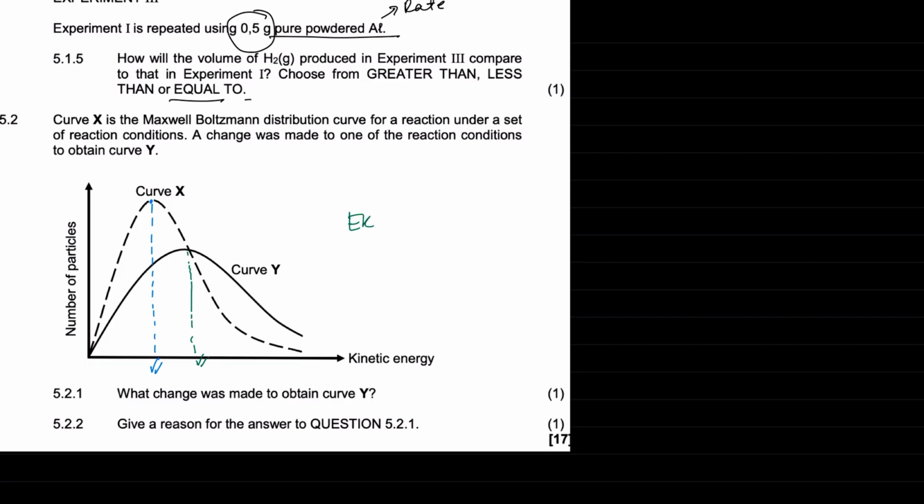So EK for most of the particles has increased, right? Now, the reason why the kinetic energy would increase is because the temperature increased. Okay, so when you're looking at these Maxwell-Boltzmann curves, look for the peak. If there's a shift in the peak, then that's more likely an indicator that the temperature has increased. Okay, and we've given the reason.